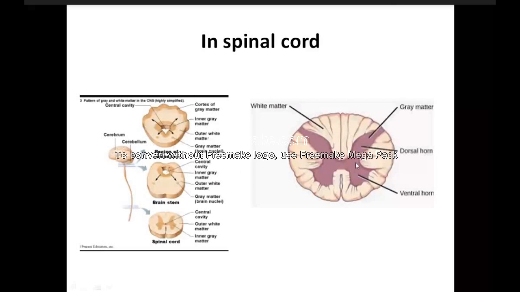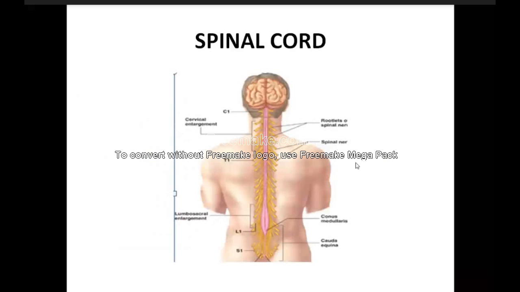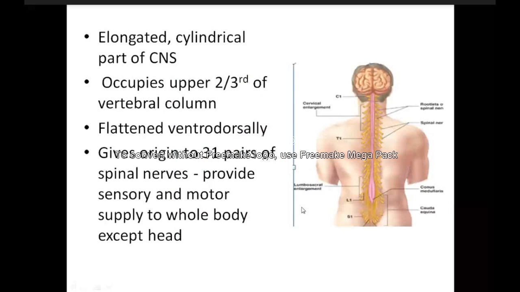Okay. So this is the cerebral hemisphere. Now this is the spinal cord here. Now, the spinal cord is an elongated and cylindrical part of the central nervous system. So here you can see, it is elongated and it is a cylindrical part of the central nervous system. So this is the spinal cord in this figure.